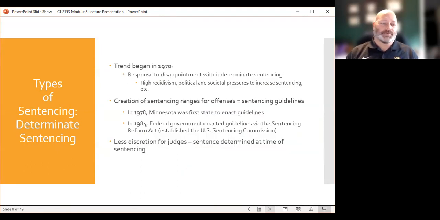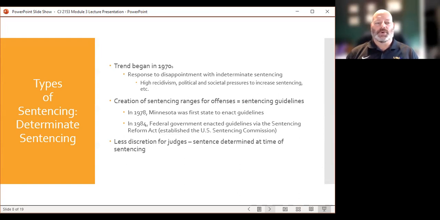The second type is determinate sentencing, and this is a trend that began in the 1970s and was a response to overall disappointment with the use of judicial discretion and the power of parole boards and corrections officials in releasing prisoners early.